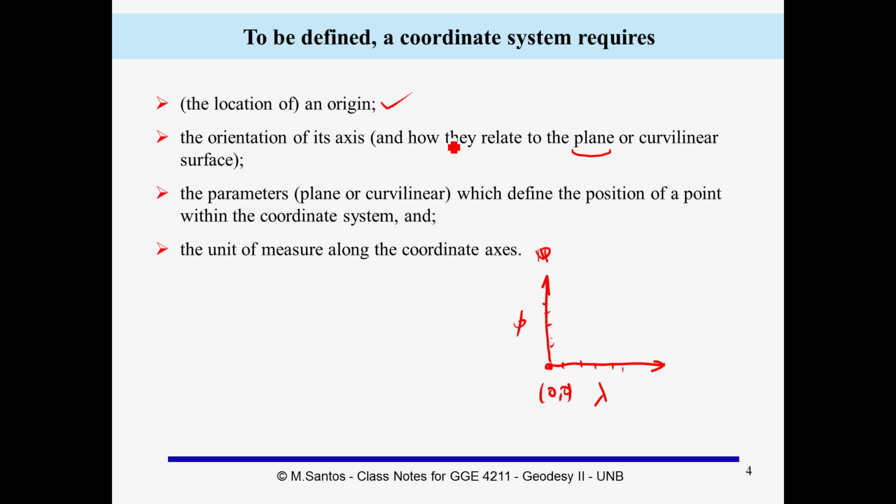We have to define the relationship of how plane coordinates relate to a curvilinear surface, and that's important for us because we basically do positioning in many instances on the Earth or near the Earth, and we use a curvilinear surface, which is basically the ellipsoid reference parameters that define the position of a point within the coordinate system. And again, this is an interrelationship between the Cartesian coordinate system and the surface that we want to represent the points.